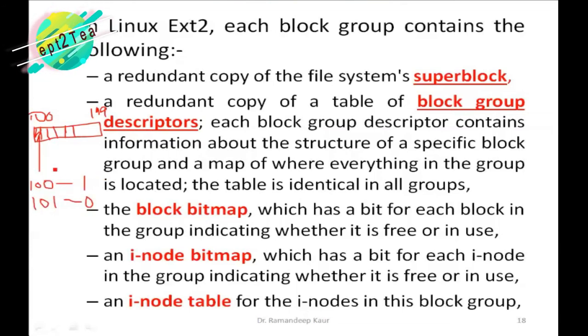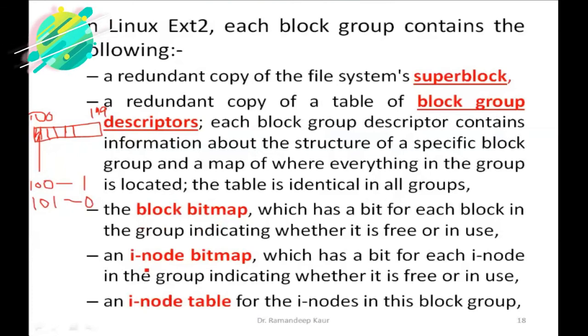So the bitmap stores the detail of every block in the block group, and if it is occupied, it will store 1. If it is not occupied, it will store 0. Since bits are only two, either 0 or 1, 0 represents that it is vacant, and 1 represents that it is occupying some data. This is how we store the bitmap, so this type of bitmap is stored for your block bitmap.